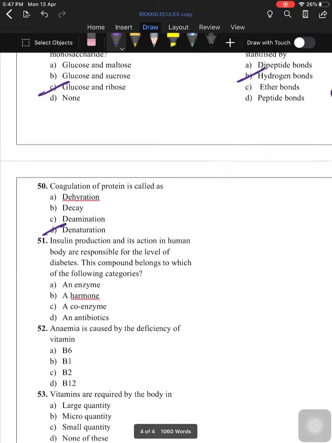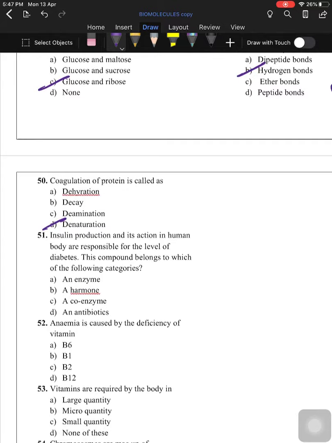Moving on to the 51st question. Insulin production and its action in the human body are responsible for the level of diabetes. The compound belongs to which of the following categories? Means insulin, they belong to which category? I already told you insulin belongs to the category of hormones. Therefore, for the 51st question, without any doubt, I will be marking option B as the right one.